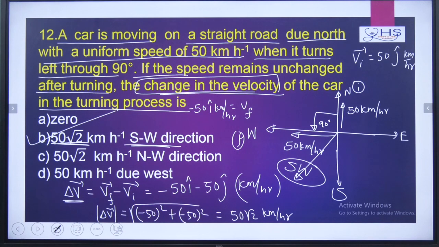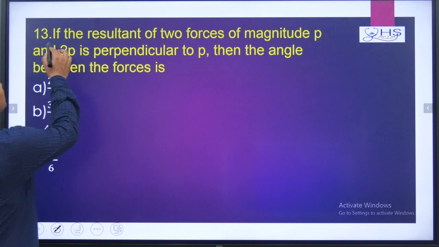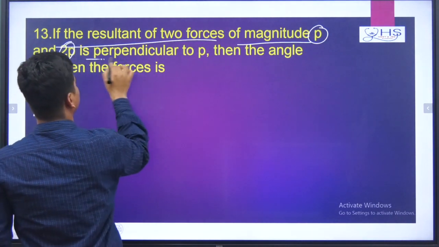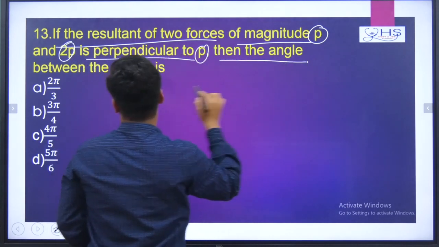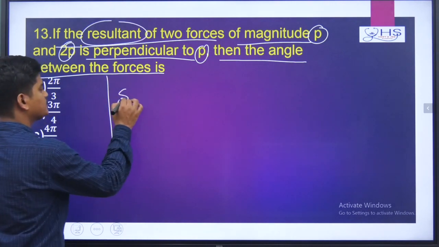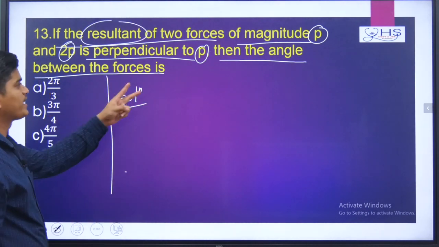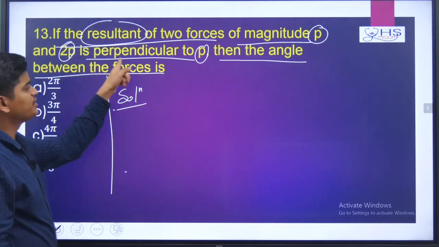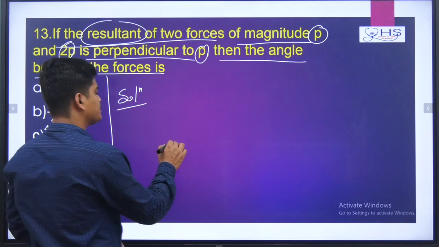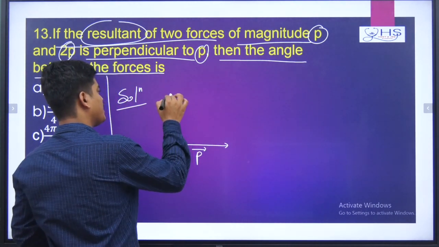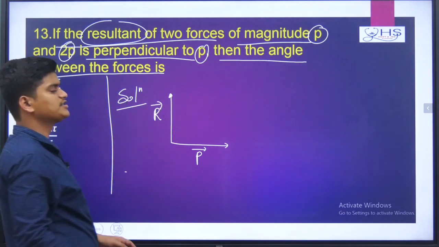To understand more, we'll go to the next question. The resultant of two forces of magnitude P and 2P is perpendicular to P. What is the angle between the forces? Now understand here: in the question, there are two vectors P and 2P. The resultant of P and 2P is perpendicular to P. This is your P vector, and to this P vector the resultant R vector is perpendicular.